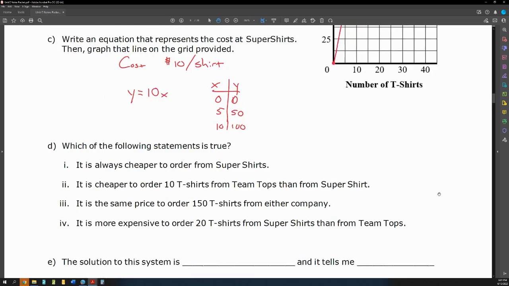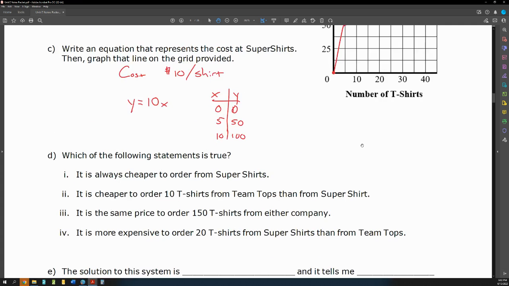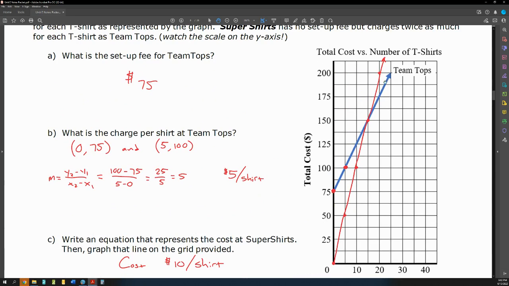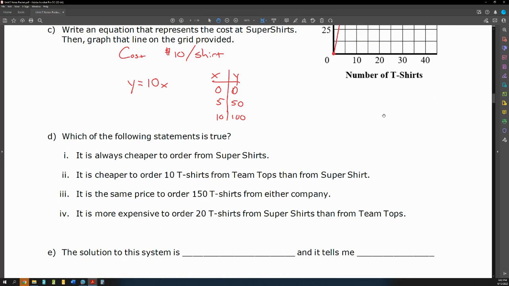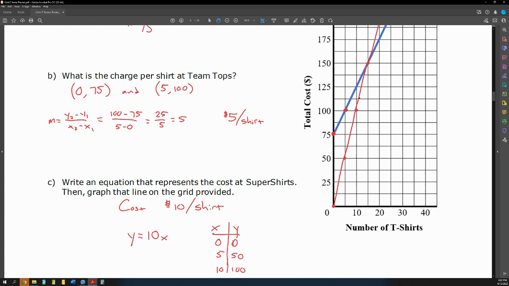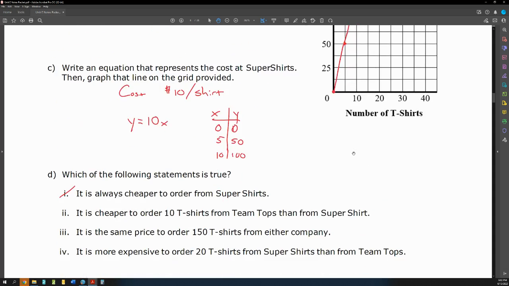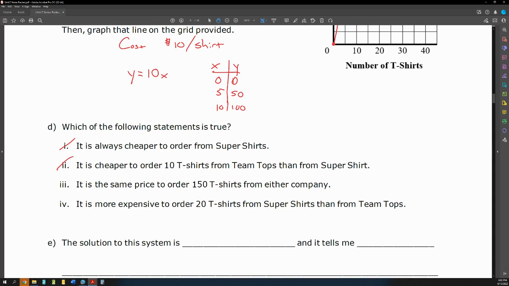All right. Part D, which of the following statements is always true? Number 1, it is always cheaper to order from Super Shirts. Well, that's not always true. After a certain number of shirts, Team Tops actually becomes cheaper. So it can't be 1. Number 2, it is cheaper to order 10 shirts from Team Tops than it is from Super Shirts. Let's take a look at 10. Well, it looks like right here our red line is less than the blue line. So it looks like Super Shirts is less than Team Tops. So that's not true either.